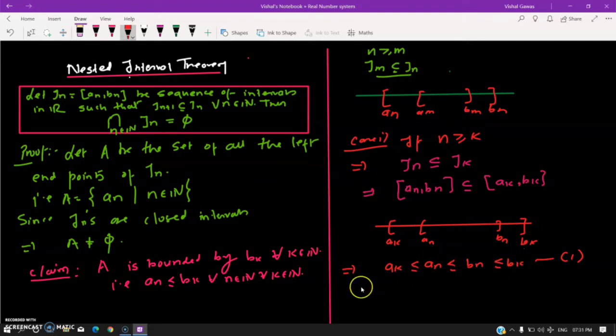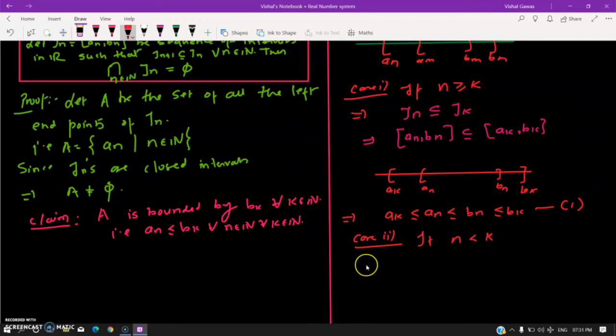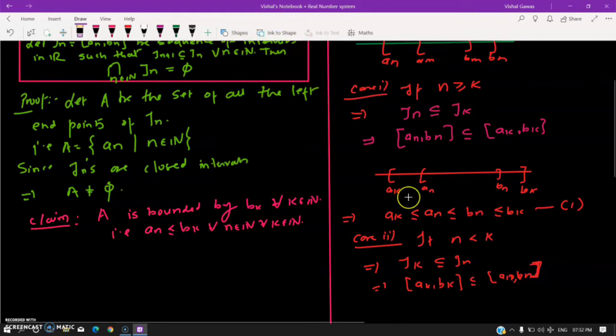Case 2. Let's look at case 2. If n is less than k, this would imply that Jk would be contained inside Jn. This would imply that ak, bk would be contained inside an, bn. Again, let's draw the figure. This is a closed interval, by the way. Let's draw the figure and understand this properly.